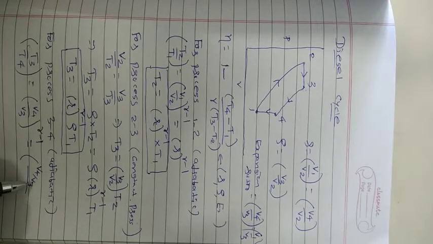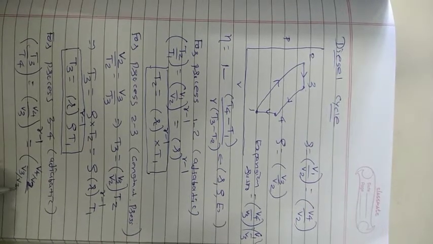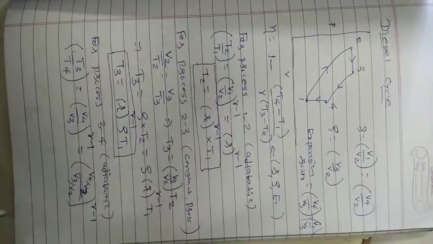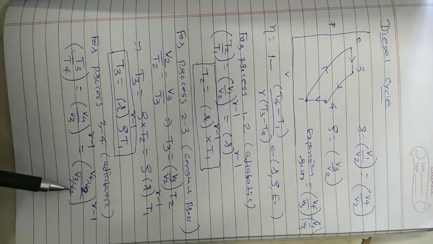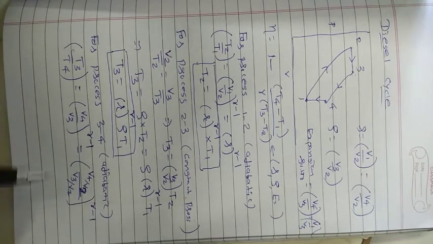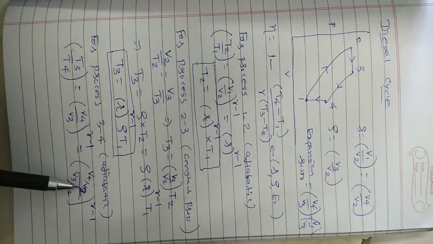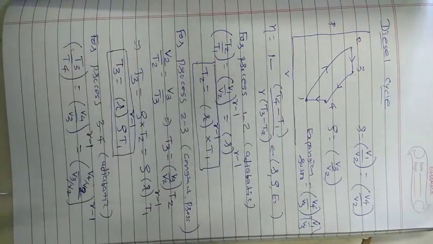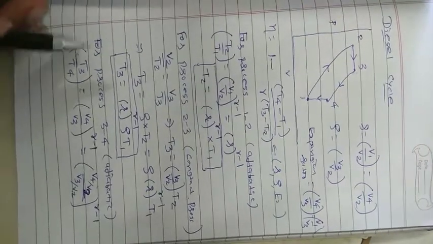V4 by V2 divided by V3 by V2, all raised to gamma minus 1. Here you can see that we have divided by V2 in both the numerator and the denominator. Clear? So what will be the answer? V4 by V2 means our compression ratio, and V3 by V2 means our cutoff ratio.